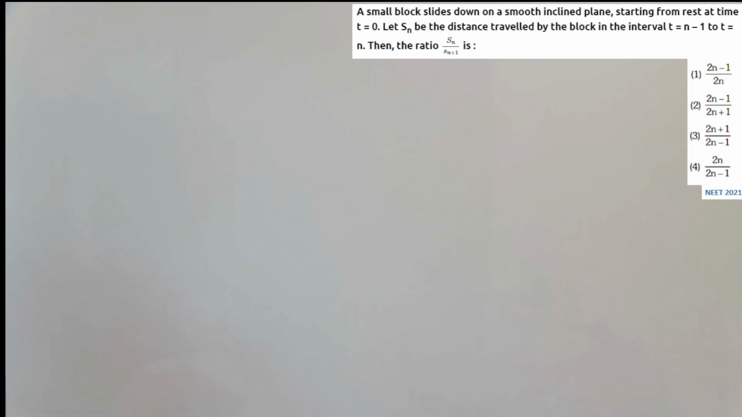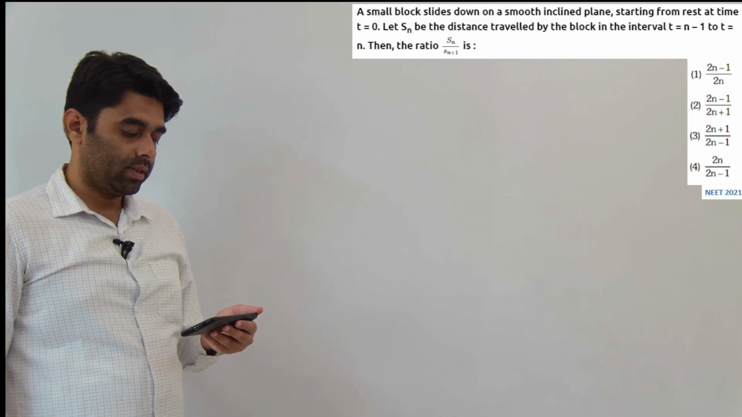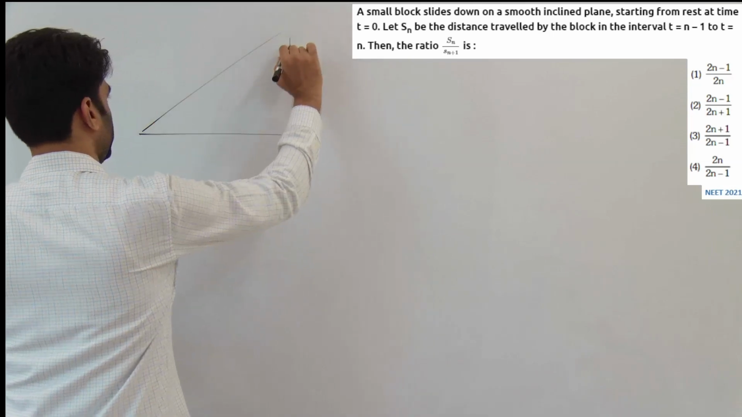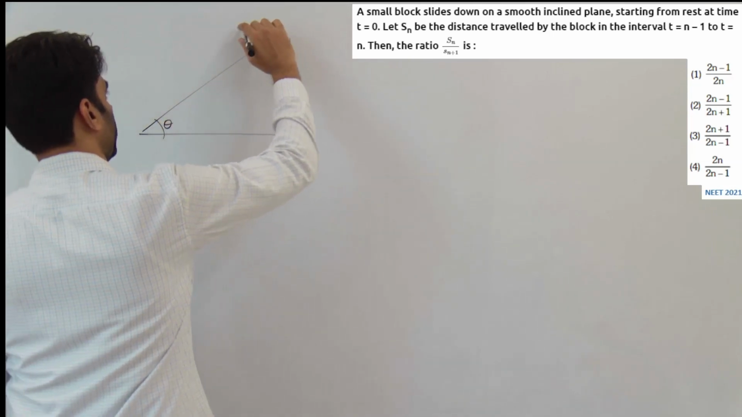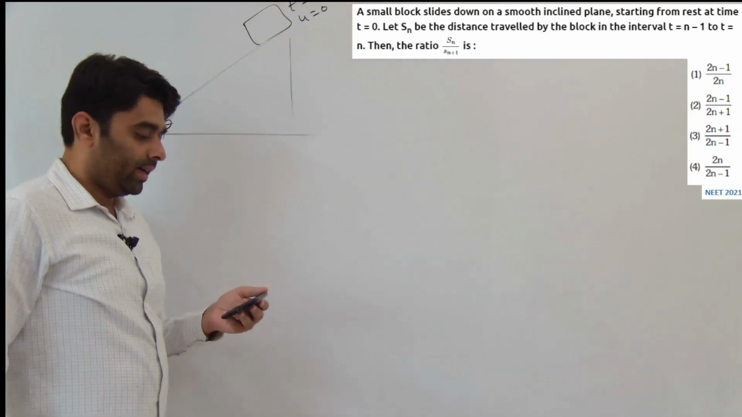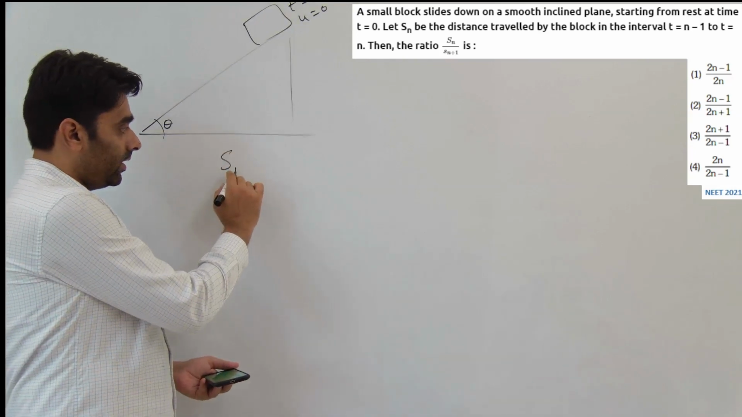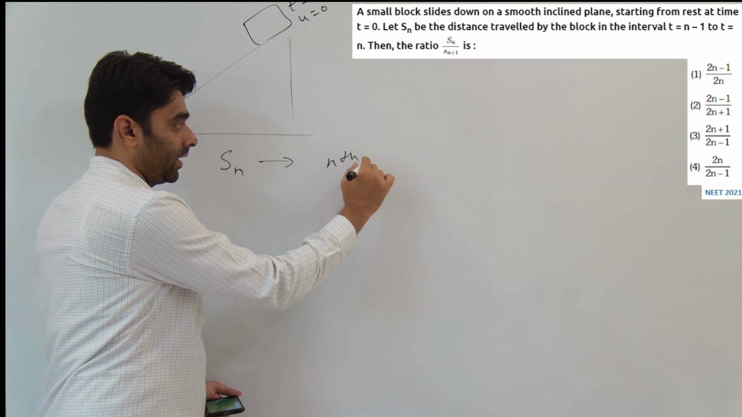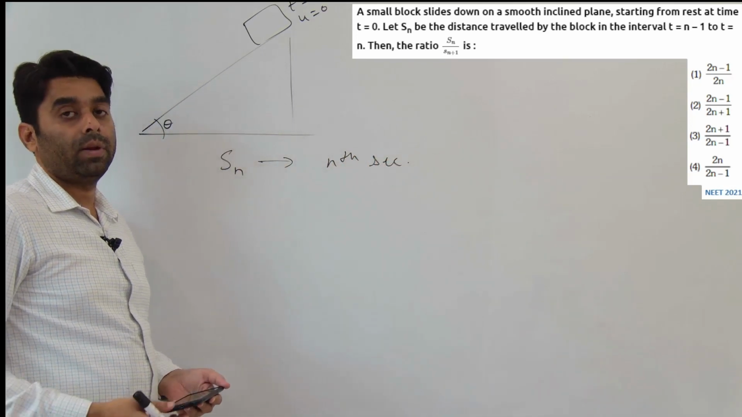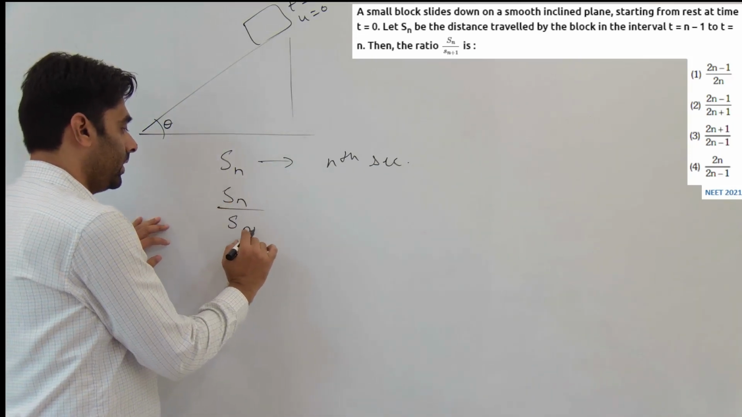So next question says, a small block slides down on a smooth inclined plane starting from rest at time t equals to 0. Smooth inclined plane, theta. A small block starts sliding at t equals to 0. Let Sn be the distance traveled by the block in time interval n minus 1 to n. That means Sn is the distance traveled in nth second. The ratio of Sn by Sn plus 1.